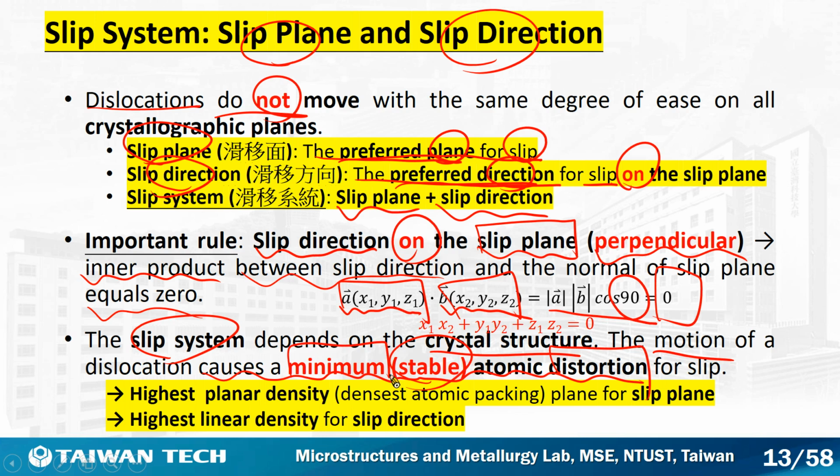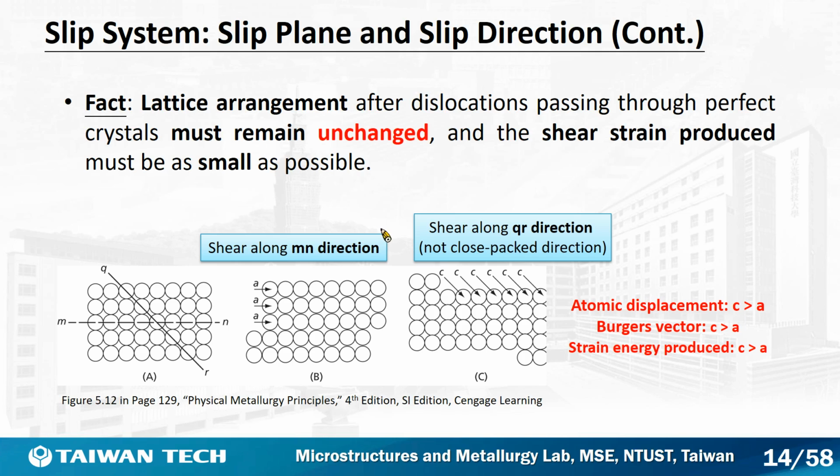So we can conclude that the preferred plane for slip, that is the slip plane, will be the highest planar density plane for the crystal structure. And the slip direction would be the highest linear density direction. Okay, and we can also use the following illustration to let you know about the slip plane and slip directions, about the shear strength and the energy aspect.